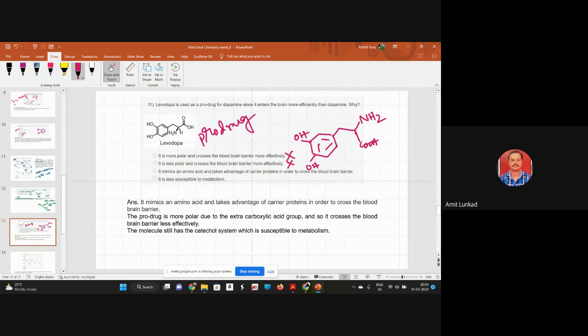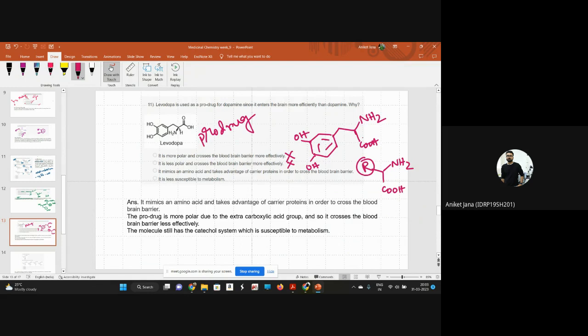Yes, it may be. But here the more appropriate one is this one, that it mimics an amino acid, as we know that this is the amino acid kind of structure. We have already discussed in our last question that in an amino acid, one carbon with NH2 and COOH is present, and some moiety R is present here.